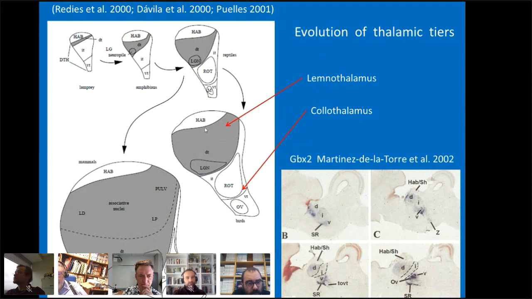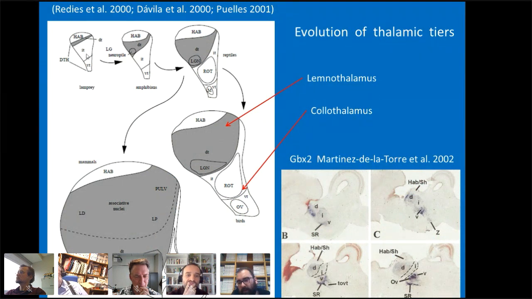I did a review on this topic in the year 2001, and there I suggested that in the lamprey, we have a very small dorsal tier, if it's there, because it's not clear that the corresponding part of the telencephalon is going to exist in this animal. But if it exists, a little bit of dorsal pallium in the lamprey forebrain telencephalon, then you should have a little bit of dorsal tier there.